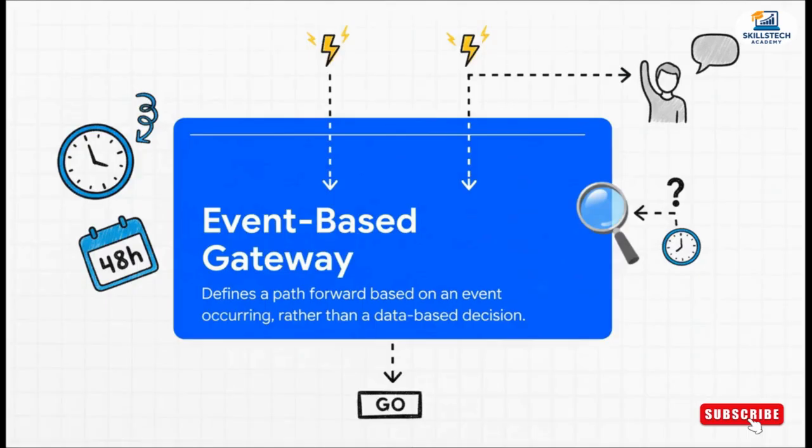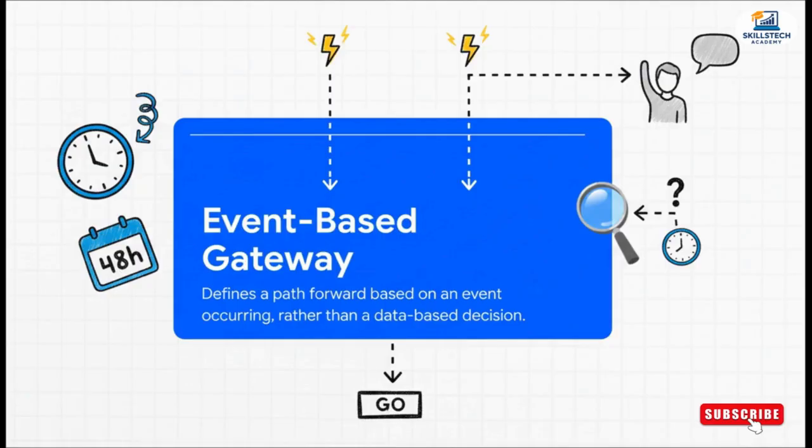Now, here's an even more interesting one, the event-based gateway. Instead of making a decision based on data, it actually just waits for an event to happen. For example, the process might pause and wait. Is the customer going to respond? Or is the 48-hour deadline going to pass first? The path forward depends entirely on which one of those events happens first.